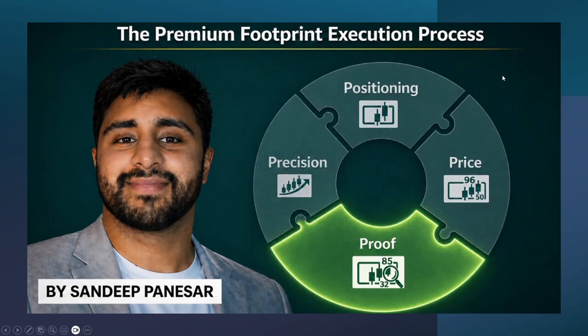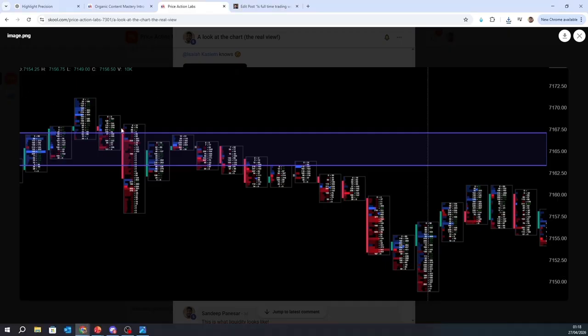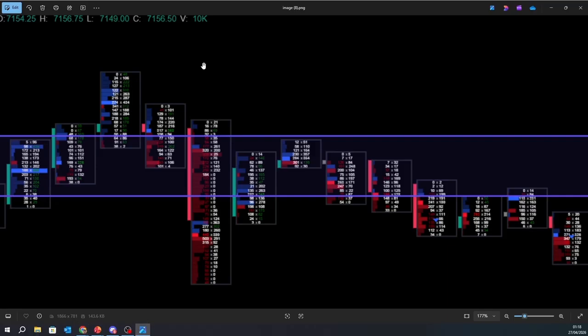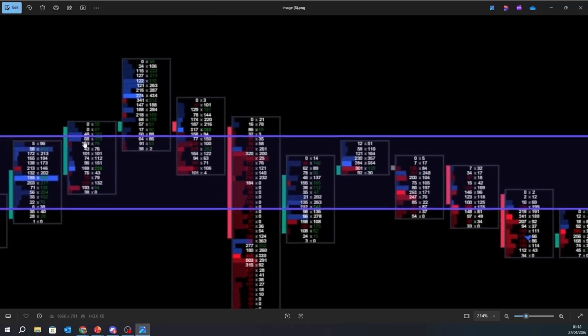So assuming you have the right level, assuming you now know how to use footprint charts, we now want to move on to market proof. And so market proof is what we see over here. So let us dive into this specific candle, this specific level.